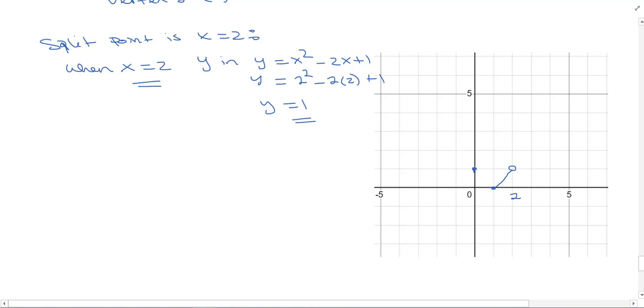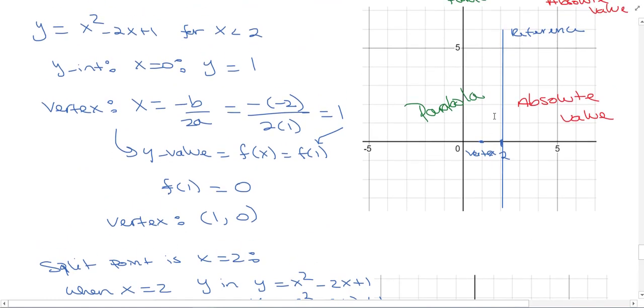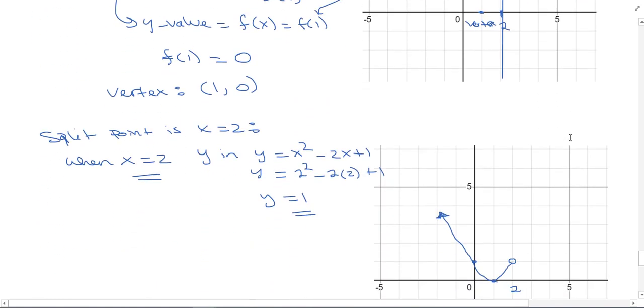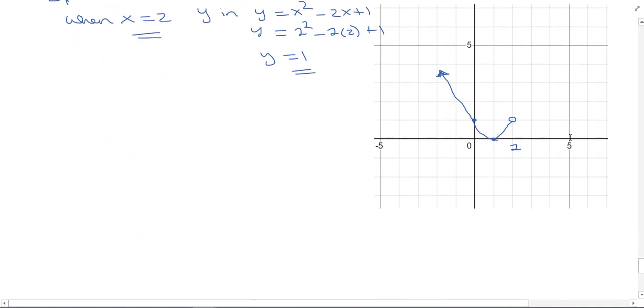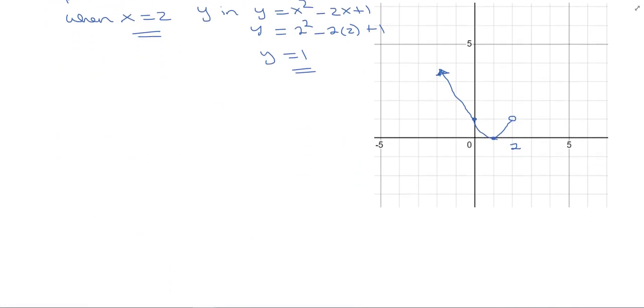So then I can complete my parabola, and since the domain goes to infinity, we continue it and put an arrow there to indicate that it keeps going. So this is the part of the function that is to the left of 2. So that's what we had said was the parabola. Now what about the absolute value to the right of 2? So now let's look at the other side.